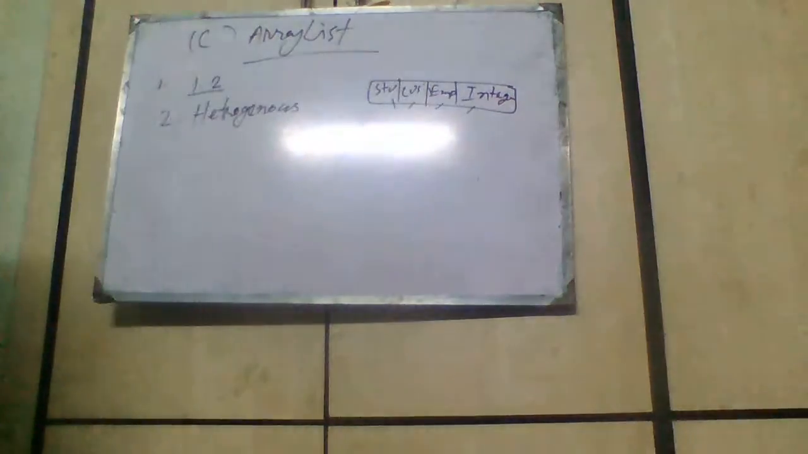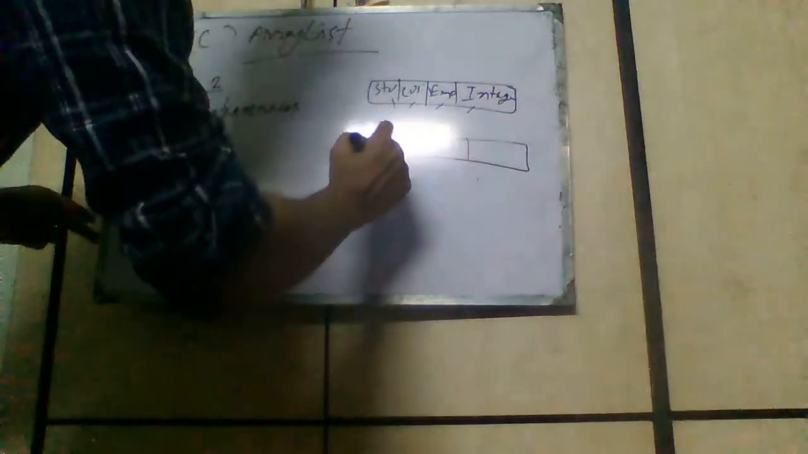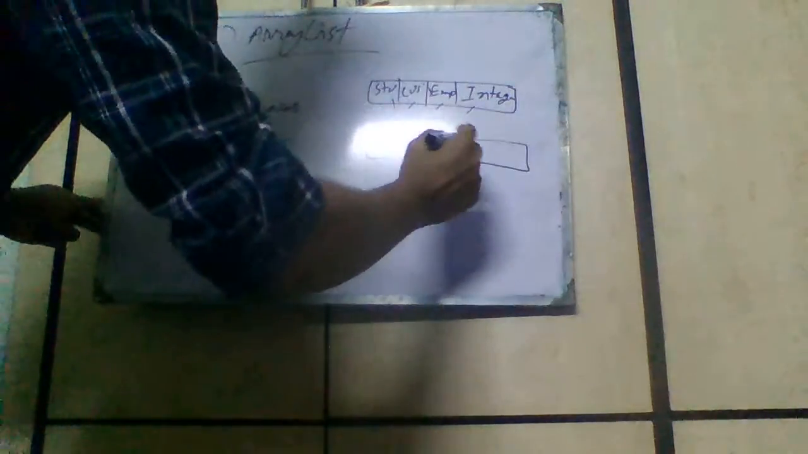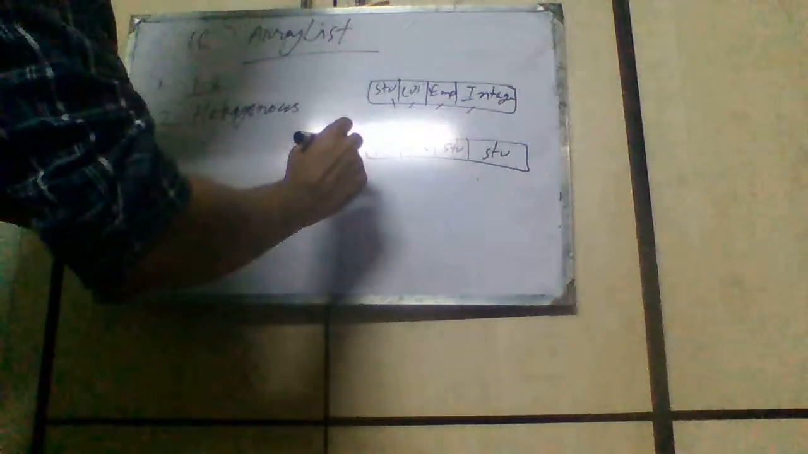And what is homogeneous? Homogeneous means if we store multiple objects, all objects should be of the same type. Like if we store student, the list will store student type data, not customer, not employee, not integer. These types of characteristics are called homogeneous. It is homo and it is hetero.